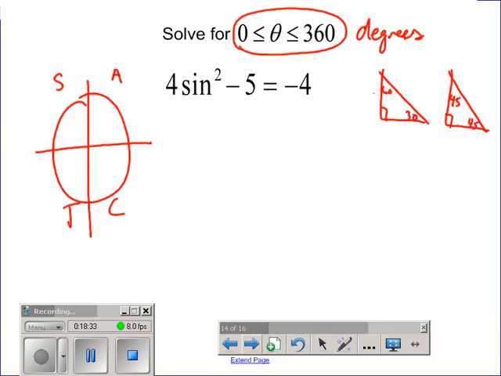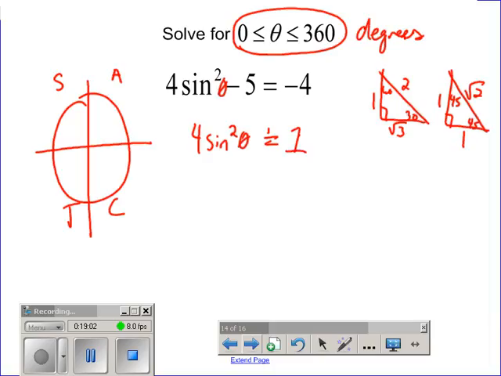Okay, where this is 1, square root of 3, 2. This is 1, 1, square root of 2. Okay, so now let's just get into this and try to start solving this thing. Okay, and there should be a theta here. So first thing I'm going to do is add the 5. So I'm going to have 4 sine squared theta equals 1.